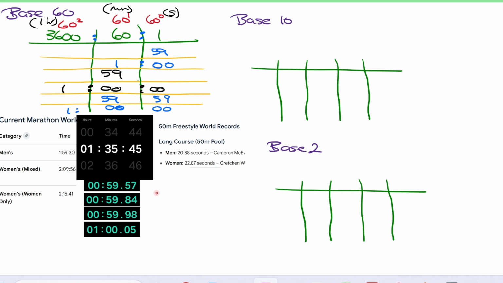And that's why you see here, this 57, 84, 98, and then I went 99, 100, and then it kicked over, but that 1 there kicks over because it's now base 60, and that became 1 minute and 5/100ths of a second.